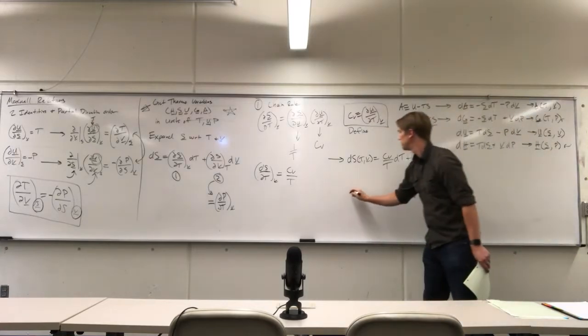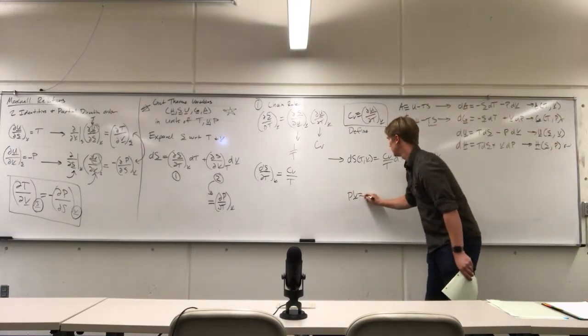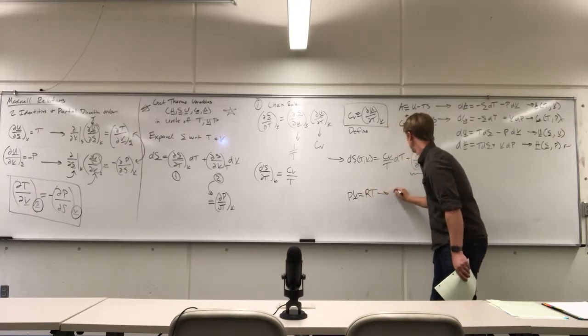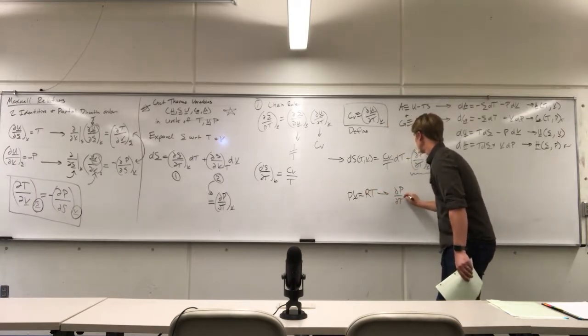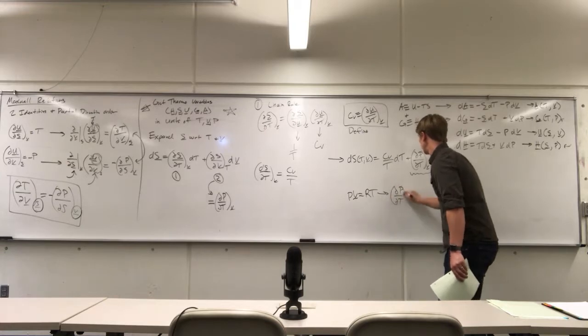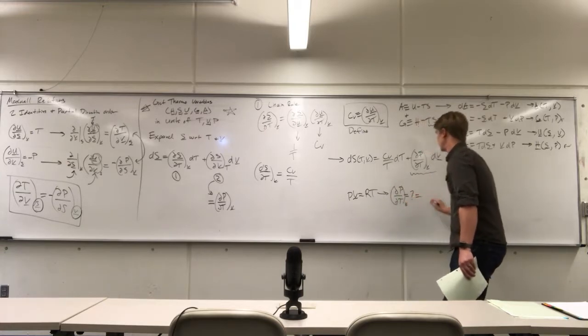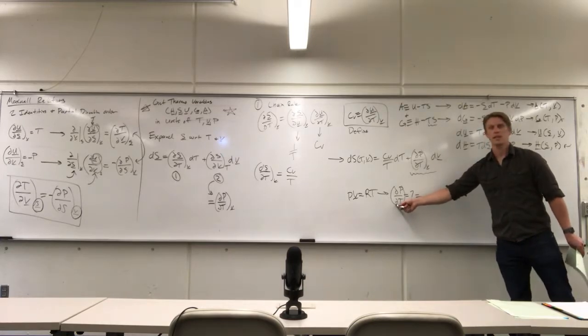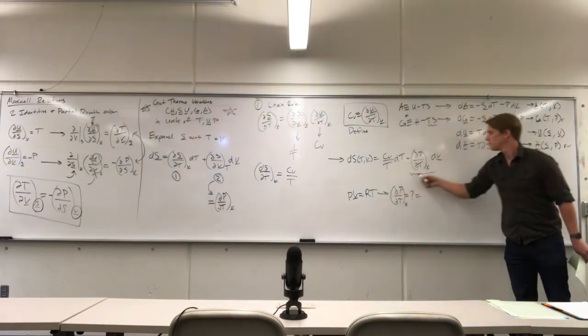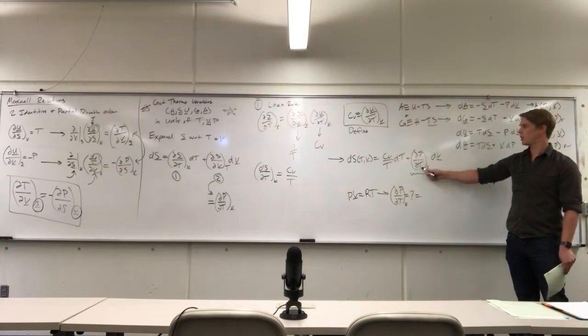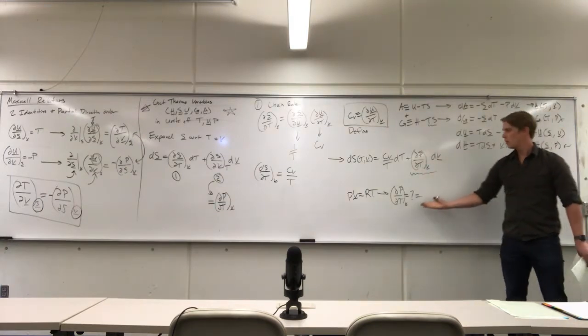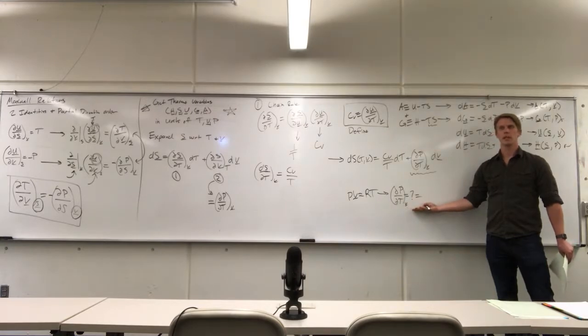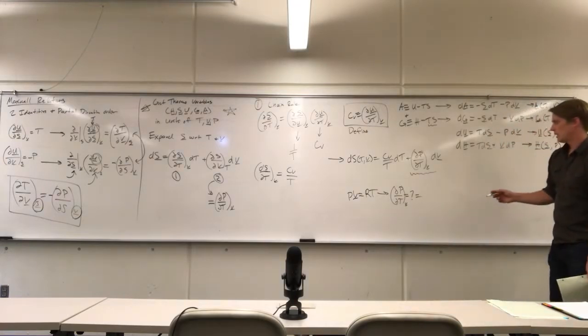For the ideal gas, I have an equation of state, the ideal gas law. I have a partial derivative. How is the pressure changing with respect to temperature at constant volume? What is the answer for the ideal gas law? Evaluate this partial derivative. R over V. Yes?